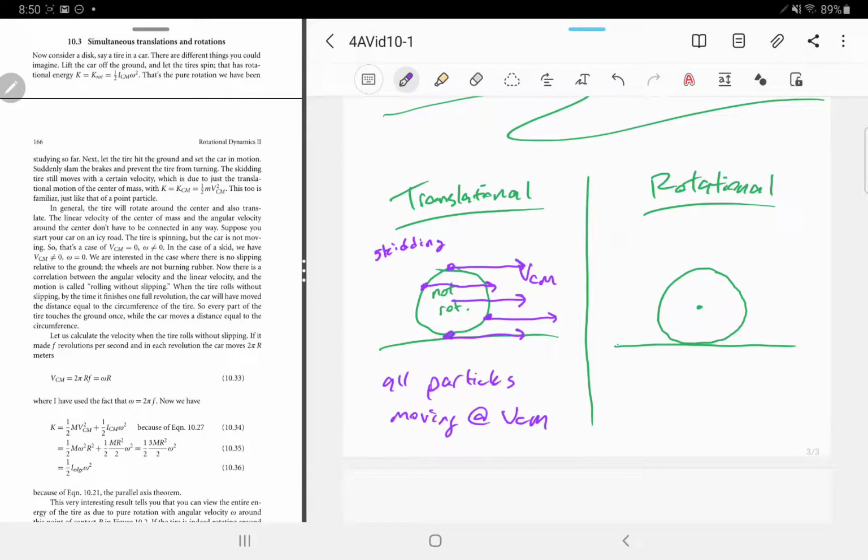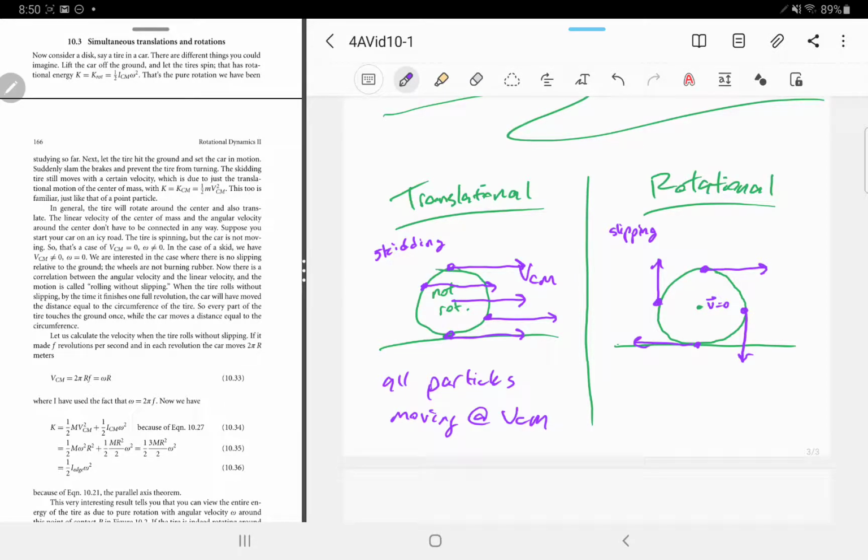So if the first one was skidding, this one is like slipping on the ground. So there's no motion of the center. The center is not moving. So this one has v equals 0. But the tire is rotating. So that means this particle is going this way, this particle is going this way, this particle is going this way, this particle is going this way.